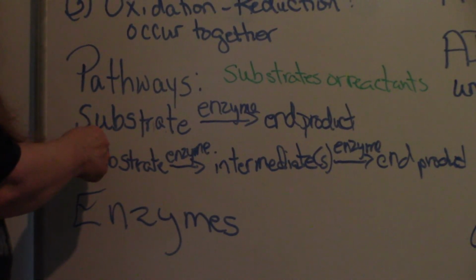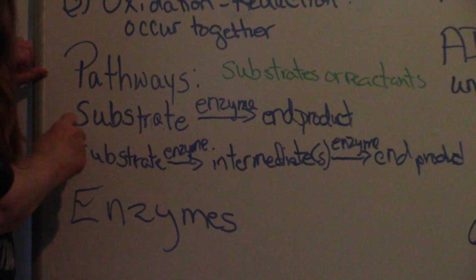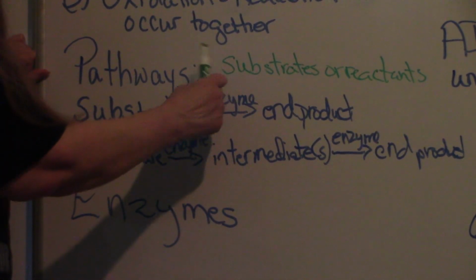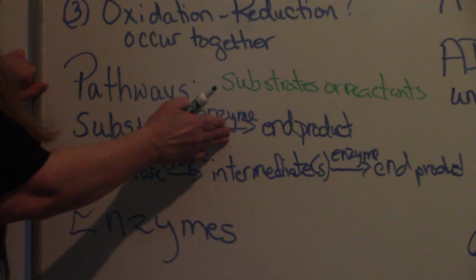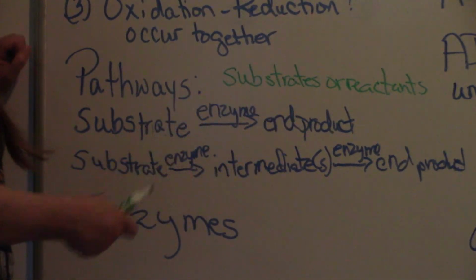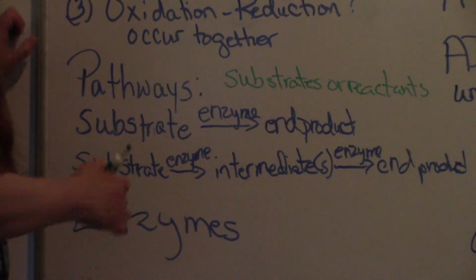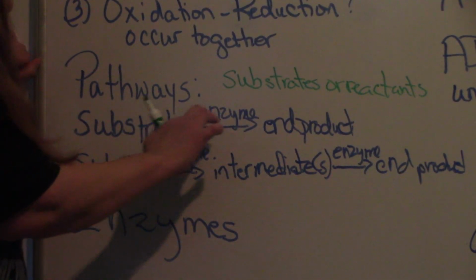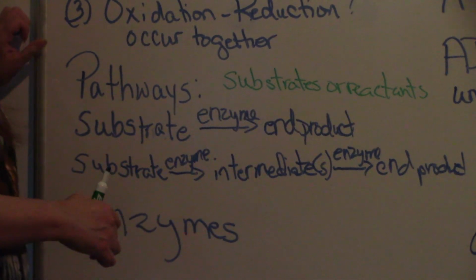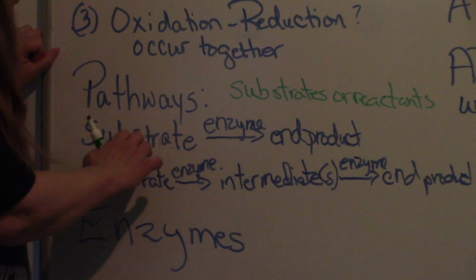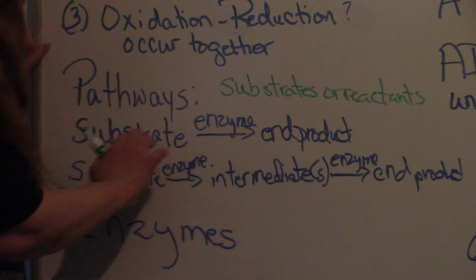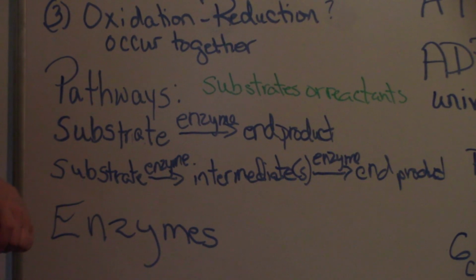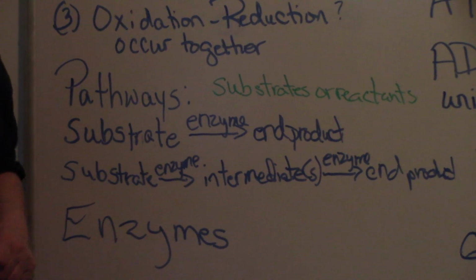Okay? So we have this reaction occurring here, this simple one, with a substrate. Then it's catalyzed by an enzyme, and we get an end product. If this was anabolic, we'd have multiple substrates, and we'd end up with a bigger end product. If it was catabolic, we'd be breaking something down, something larger to something smaller. But they're not always this simple.